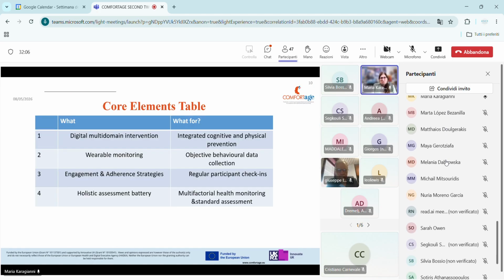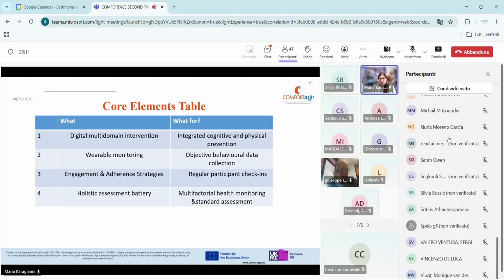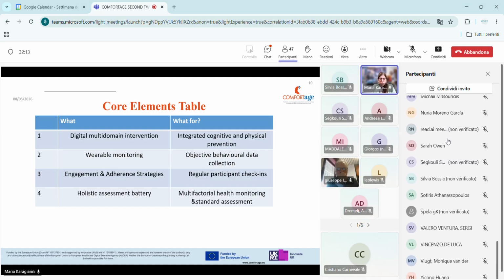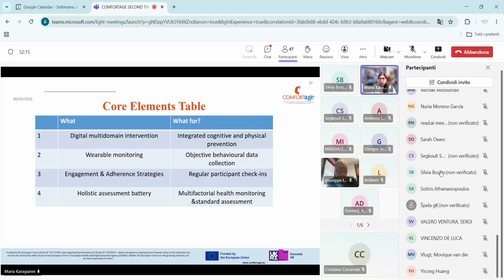So the digital multimodal intervention has integrated, as we said, cognitive and physical prevention, the wearable monitoring with objective behavioral data, engagement and adherence strategies, regular participant check-ins, and a holistic assessment battery. The assessment that we use is holistic, multifactorial health monitoring, and it is a standard assessment that can be used in every setting, and with many different people. It's something that's very standard.